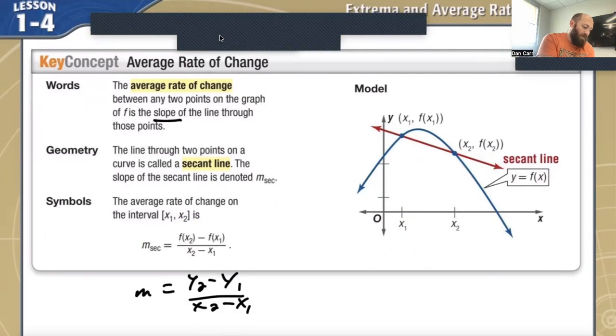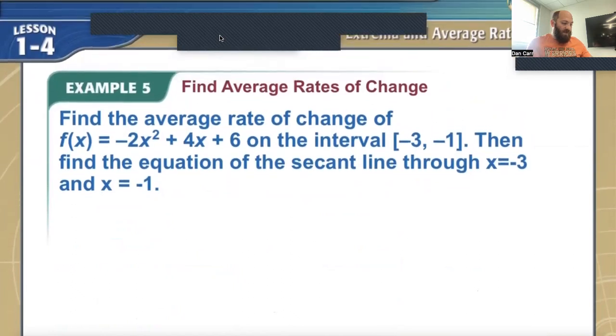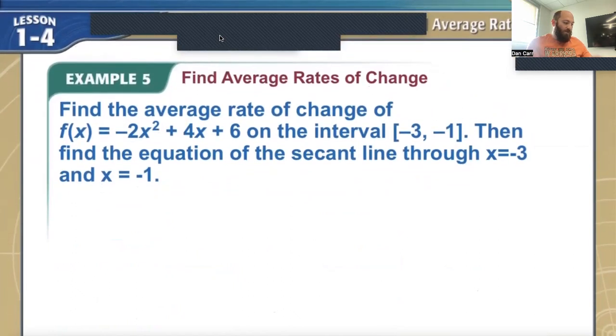So x2 minus x1. That's what we're finding. When I give you a problem like this one, find the average rate of change of f of x equals negative 2x squared plus 4x plus 6, we're going to find it on the interval -3 to -1. So these are my x values. This is my x1 to x2 range.